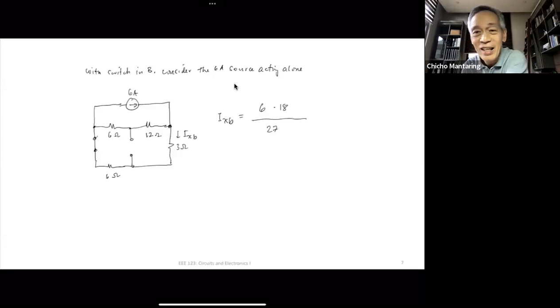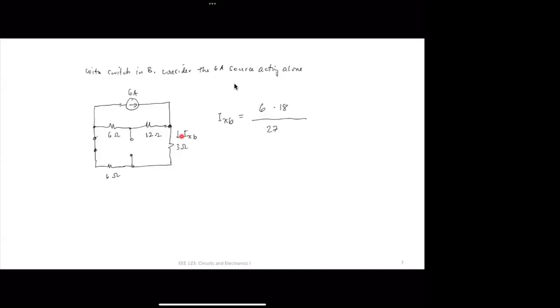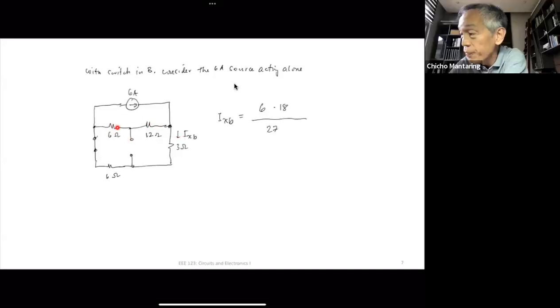Sinong hindi nakasunod doon? You all follow that? Yung 18 ohms, bakit 18? That's 6 plus 12, because these two are in series, so that's 18. So IXB times, let's say ito yung R1 mo, 6 plus 12, divided by R1 plus R2. R1 is 18, and then R2 is 9. 3 plus 6, 9. So that's 27. So this is going to be 4 amperes.